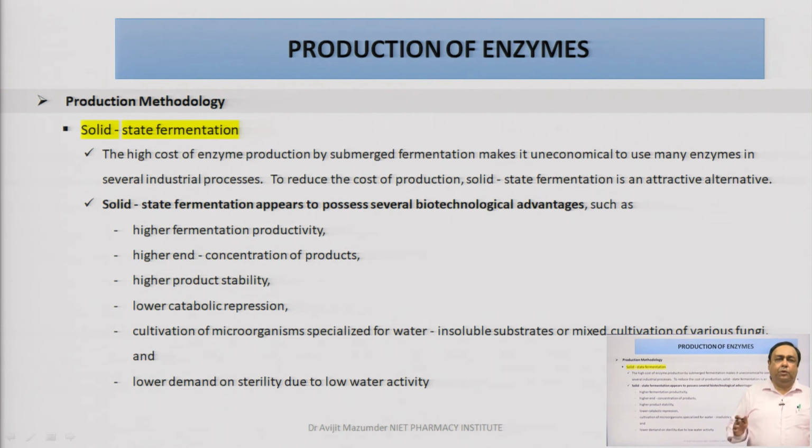See, in the submerged process we are using a very large volume of media. So, automatically the cost of the process is very high. So, if we want to reduce the cost, if we want to lower the scale of operation, automatically we have to go for solid state fermentation. The high cost of enzyme production by submerged fermentation makes it uneconomical to use many enzymes in several industrial processes. Therefore, to reduce the cost of production, solid state fermentation is a very attractive option, a very important alternative available to you.